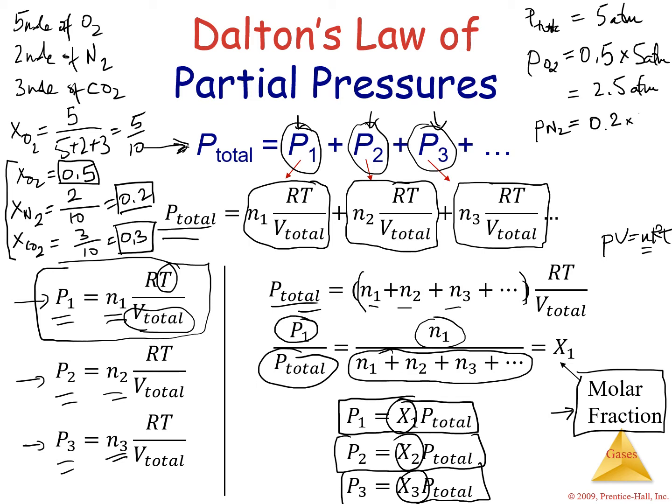Nitrogen would be 0.2 times 5 atmospheres. So this would be just 1 atmosphere coming from the nitrogen, and the partial pressure of carbon dioxide is equal to 0.3 times 5 atmospheres. So this is 1.5 atm. Notice that if I indeed sum all the partial pressures of the compounds of that gas mixture, 2.5 plus 1 plus 1.5 gives you indeed the total pressure of the gas mixture.